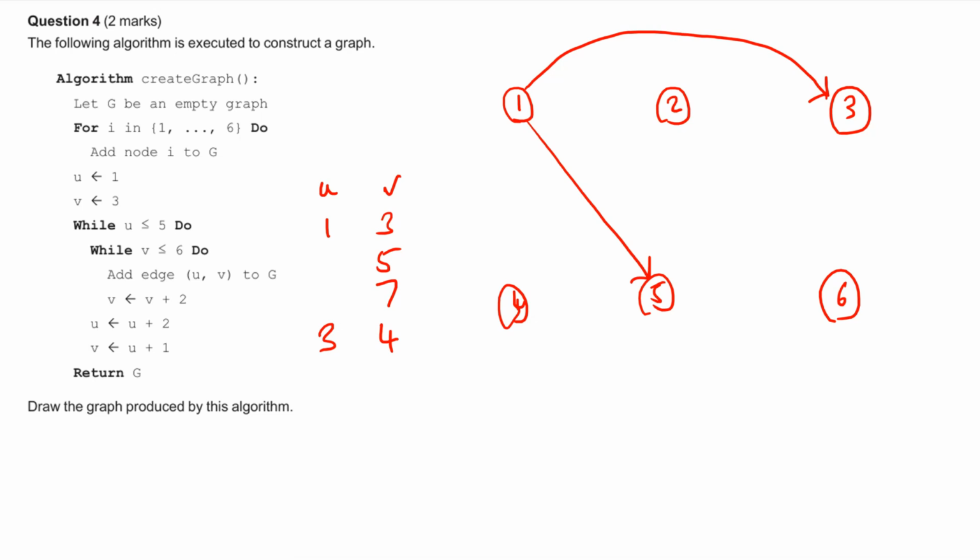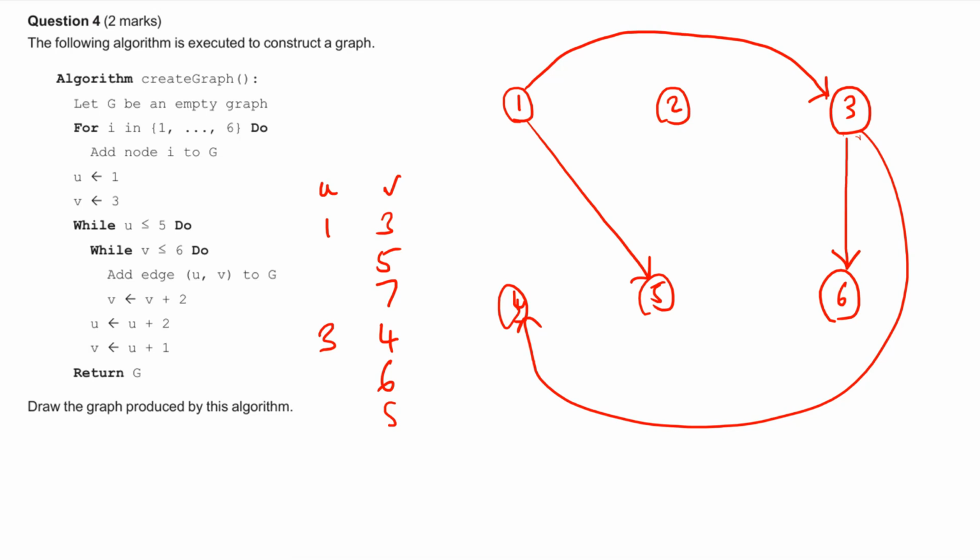We go back to the top of that while loop. While v is less than or equal to 6, which it is, we add 3, 4. Let's go around the back that way. v equals v plus 2, so it's 6. Add edge u, v again, so that's 3, 6. v equals v plus 2, which is 8, but now that inner v loop stops working. u is less than or equal to 5, so u equals u plus 2, so u now equals 5. v equals u plus 1, which is 6. Now we add 5, 6.